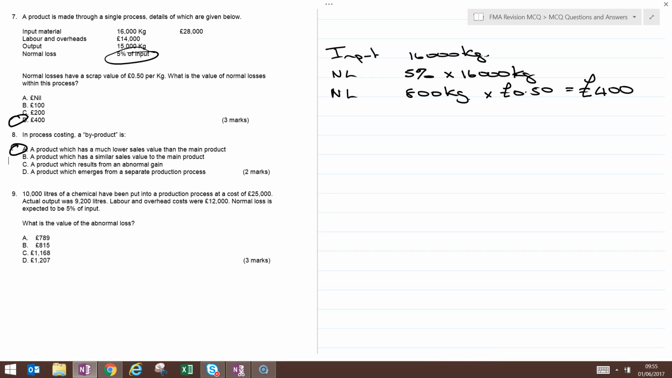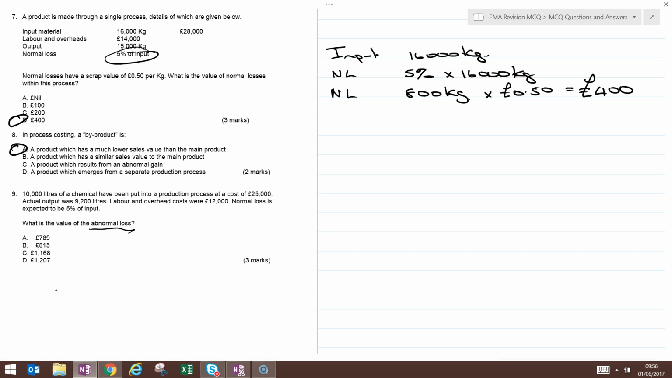Question 9, another process costing question. We're asked to work out the value of the abnormal loss. What we've been told is that 10,000 litres have been put into the process, which cost £25,000. We've got our actual output, 9,200 litres. We've got labour and overhead costs. Normal loss is expected to be 5% of the input. And we're asked to value the abnormal loss. Now we haven't been told what the abnormal loss is, so the first thing to do is work it out.